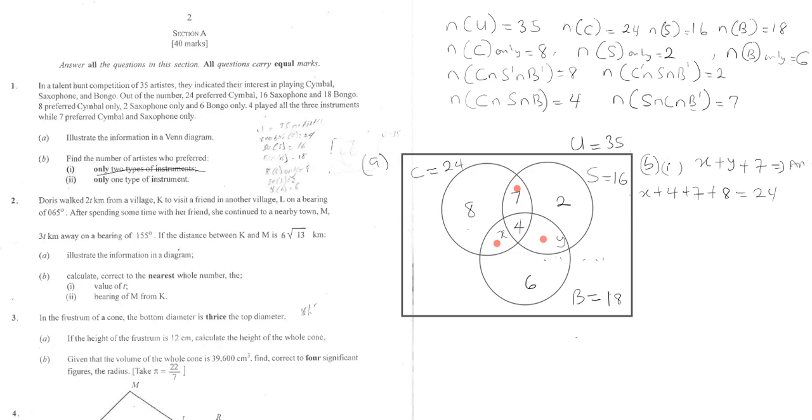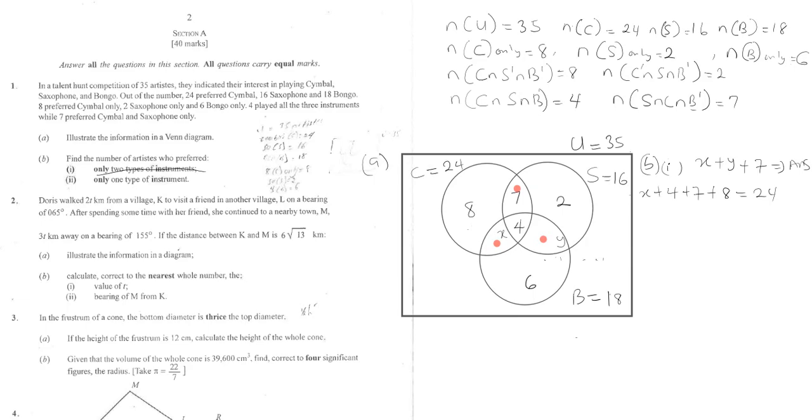This will give us our answer for question number 1. This X plus Y plus 7 will give us answer 1 for figure 1. So in order to get X, I'm trying to add all these together. That is X plus 4 plus 7 plus 8 equals 24. So that's how I'm going to get my X.